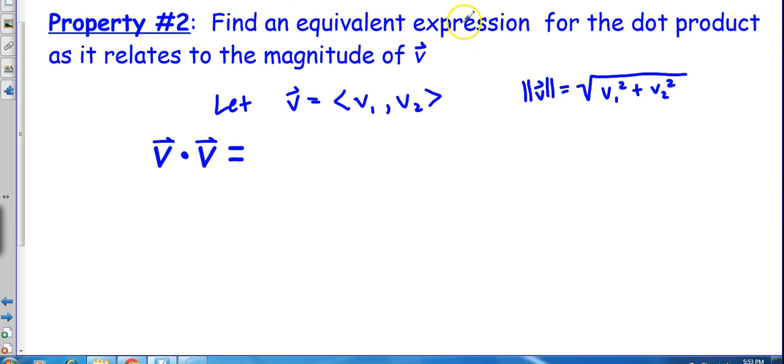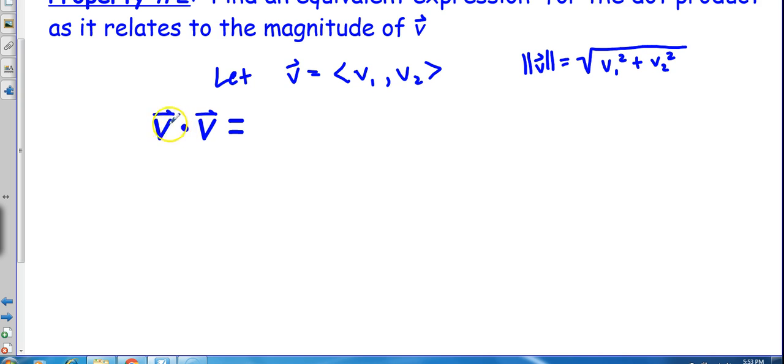All right, so we want to find an equivalent expression as it relates to this up here. So what we want to do is take a look at what happens when we find the dot product of a vector with itself. So based on this definition of the components up here, V dot V would look like this. It would be the first times the first plus the second component times the second component, which is simply equal to V1 squared plus V2 squared.